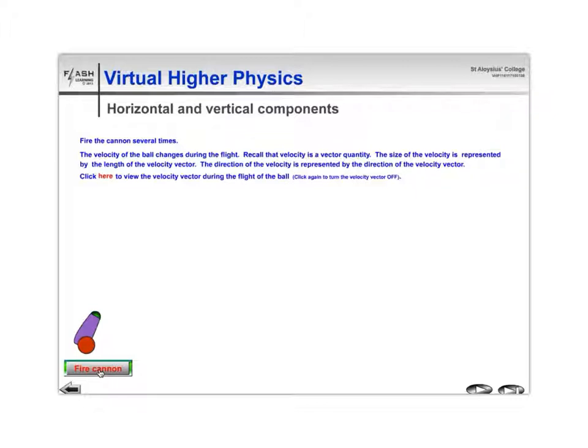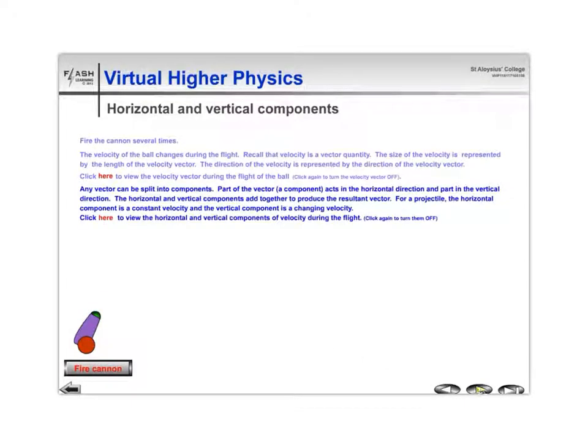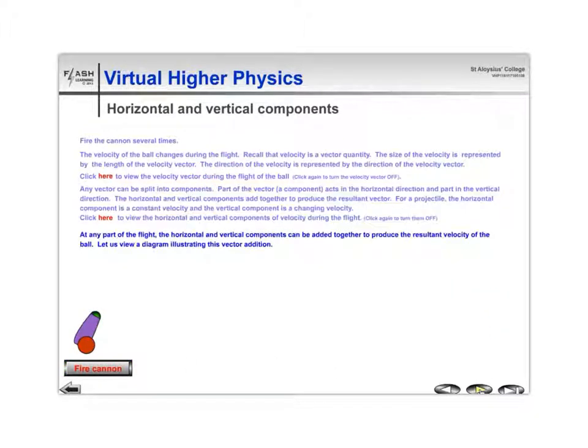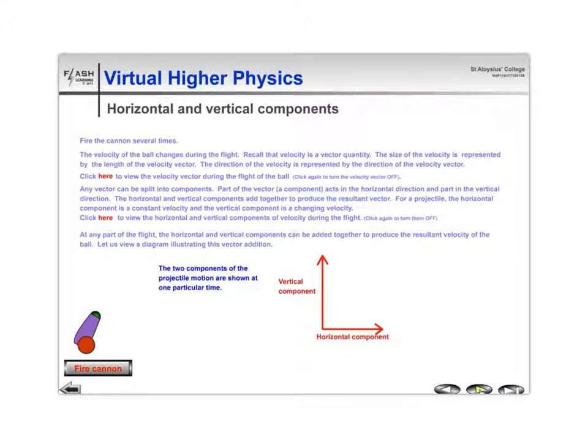So I can fire the ball as usual, and it shows me the vector velocity as it goes through the motion. But if we look now at the horizontal component of that velocity and the vertical component, then we can view them as it travels through. And what we see is the horizontal component remaining constant, while the vertical decelerates and then accelerates in the negative direction again. And at any point during the journey, we can take those two components and add them.